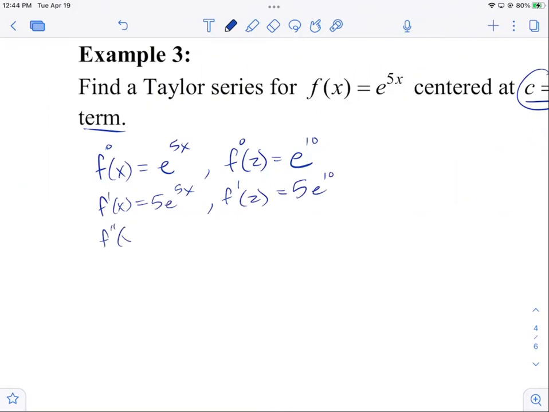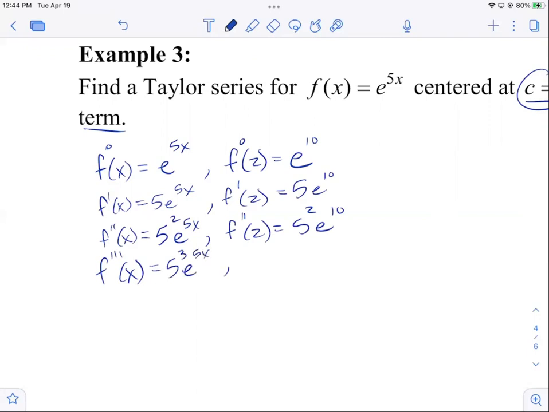The second derivative at x is going to be 5 times 5, that's 25, or how about we call it 5 squared e to the 5x. Are you okay with that? And then the second derivative at the center would be 5 squared e to the 10th. The third derivative, instead of calling it 125 e to the 5x, how about 5 cubed e to the 5x? And then the third derivative at 2 would be 5 cubed e to the 10th.